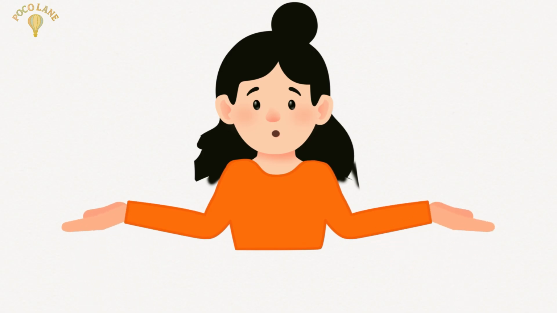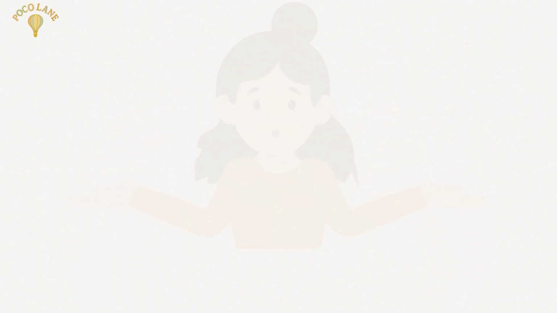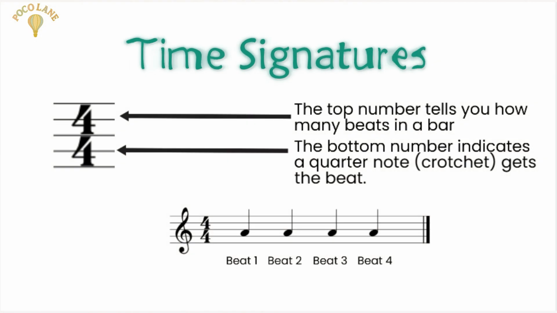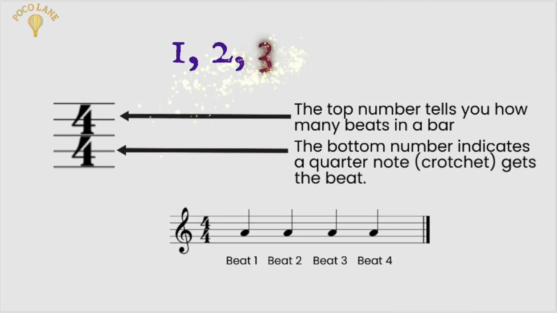So, what is a time signature? A time signature tells us how to keep in time with music. It has 2 numbers, one on the top, one on the bottom, just like a fraction does. Let's start with the top number. This number tells us how many beats are in each bar. For example, if the top number is 4, we count 1, 2, 3, 4 and repeat for each bar. 1, 2, 3, 4, 1, 2, 3, 4.